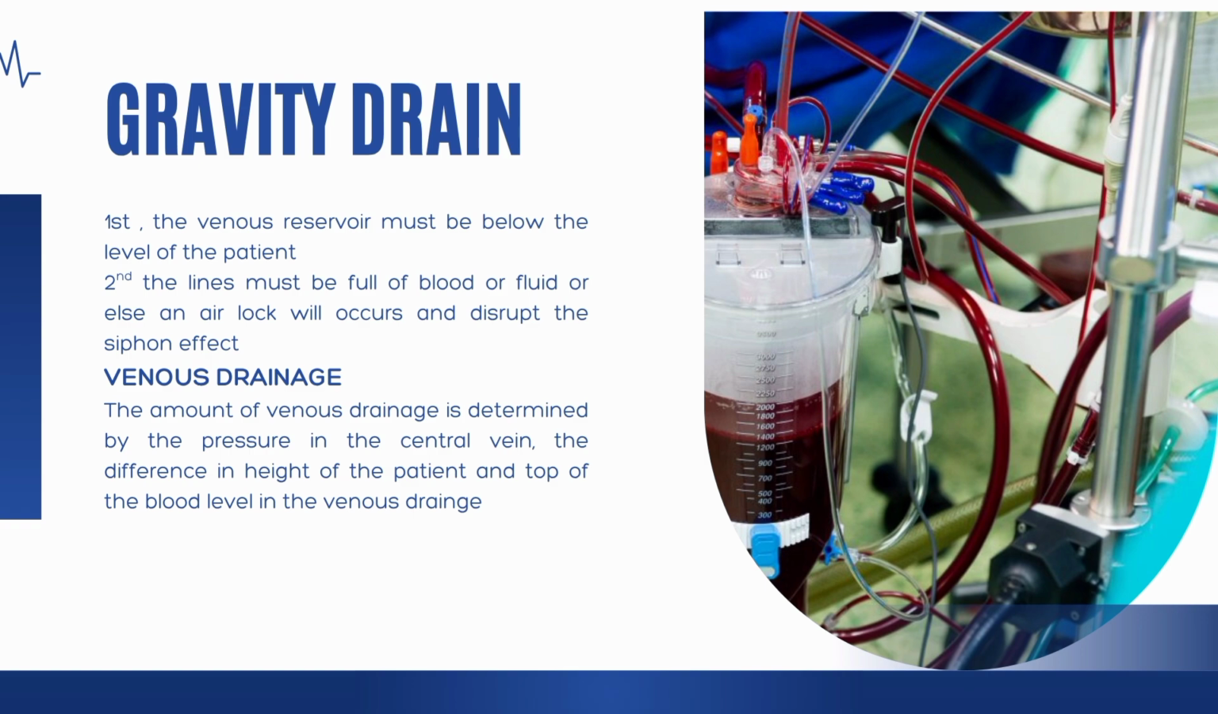There are two things: airlock and air embolism. Airlock only occurs in the venous line. The air embolism can occur in the other parts of the CPB circuit.